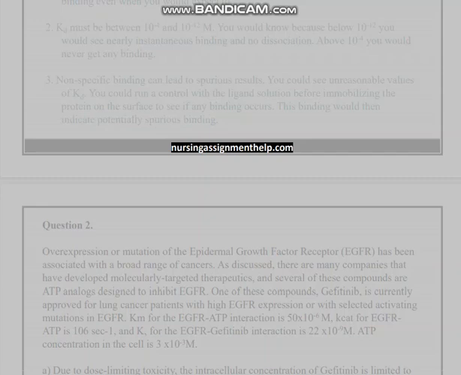Question 2. Overexpression or mutation of the epidermal growth factor receptor, EGFR, has been associated with a broad range of cancers. As discussed, there are many companies that have developed molecularly targeted therapeutics, and several of these compounds are ATP analogs designed to inhibit EGFR. One of these compounds, gefitinib, is currently approved for lung cancer patients with high EGFR expression or with selected activating mutations in EGFR.